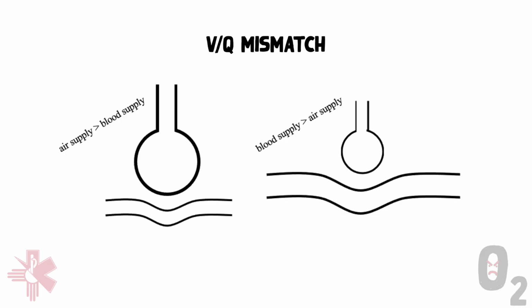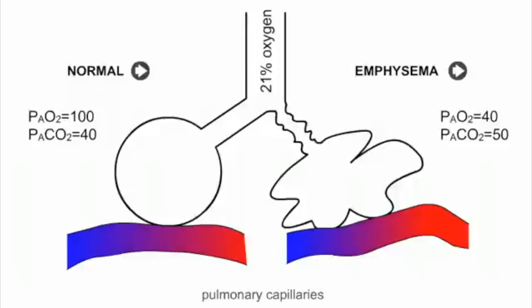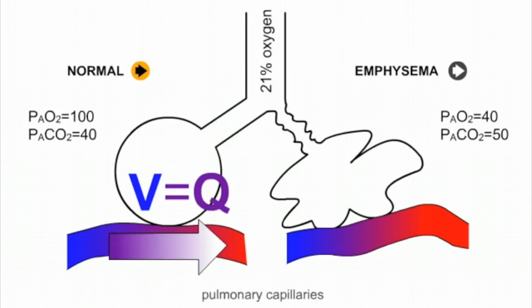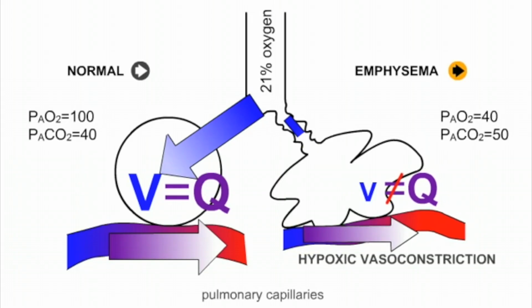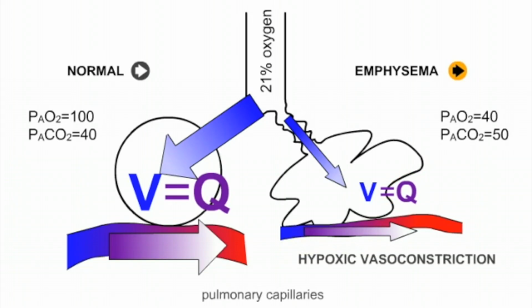So just to show you in a video that we poached from someone else, on the left-hand side here, V equals Q, there's a match between airflow and blood flow. On the right-hand side, in the chronic lung patient, you're not getting enough airflow, so the body compensates by vasoconstricting that vessel. So now all the V's match all the Q's and everything is fine. This is the normal response to the situation. So that's what the body did to fix the problem.